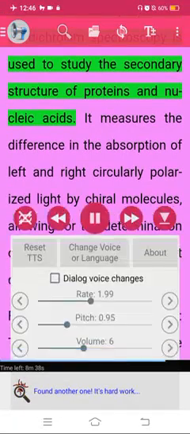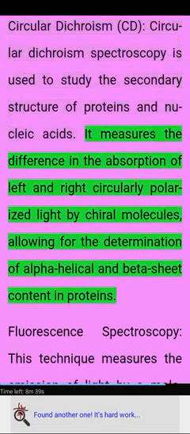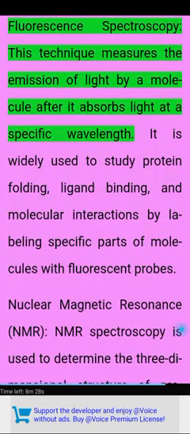Circular dichroism (CD). Circular dichroism spectroscopy is used to study the secondary structure of proteins and nucleic acids. It measures the difference in the absorption of left and right circularly polarized light by chiral molecules, allowing for the determination of alpha helical and beta sheet content in proteins.